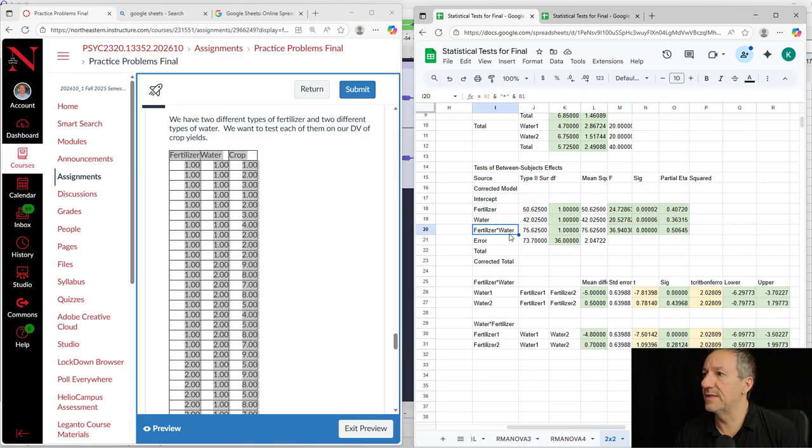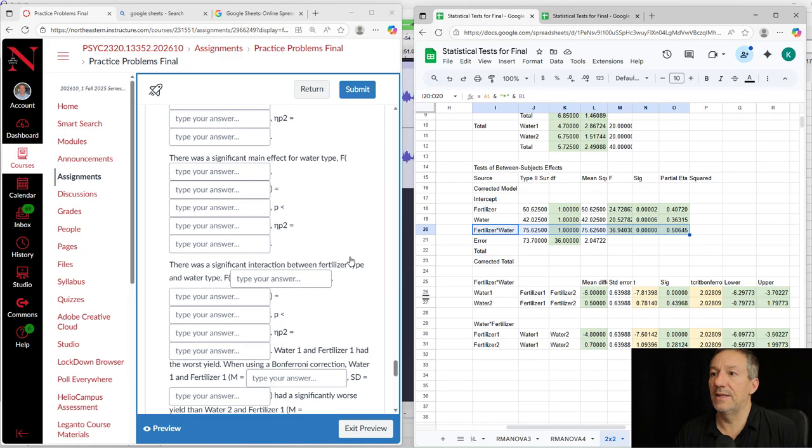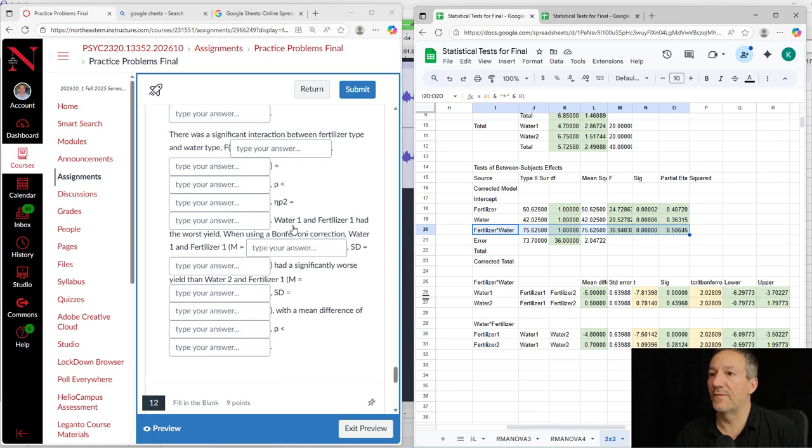The interaction, we see that fertilizer times water, it's significant as well, meaning that we can now go look at the pairwise comparisons. Maybe it depends on what your research angle is, but maybe you would report that water 1 had a difference with fertilizer 1 and fertilizer 2, or maybe you're looking at more from the fertilizer point of view and there's a difference with fertilizer 1 with water 1 and 2. And all you have to do for this is look at the answer. So it says water 1 and fertilizer 1 had the worst yield, and when using a Bonferroni correction, water 1 and fertilizer 1 compared to water 2 and fertilizer 1.